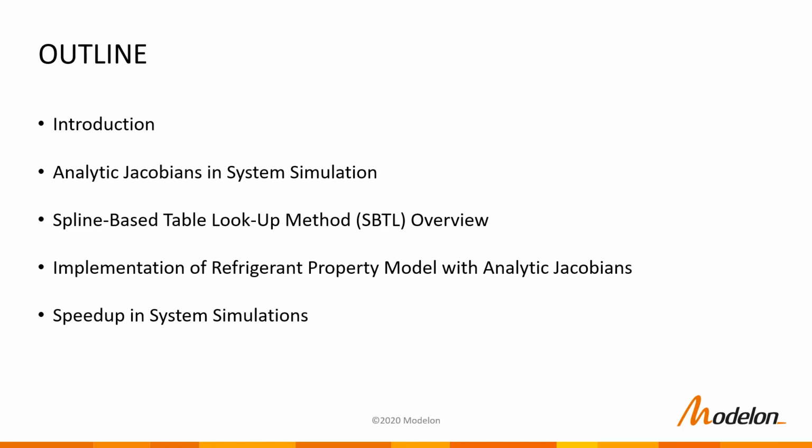We'll first go over some basics on analytic Jacobians in system simulation, followed by a quick review of the spline-based table lookup method, SBTL. With that background knowledge, we'll then move on to how we actually implement derivative functions for refrigerant properties. I'll close the talk with some results showing the speed up in system simulation by using analytic Jacobians.